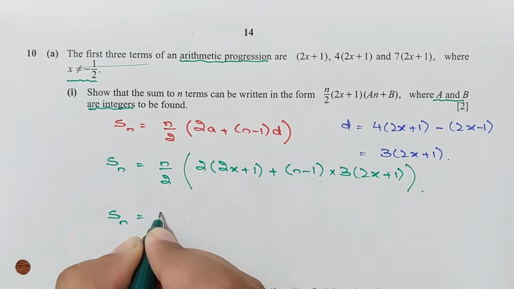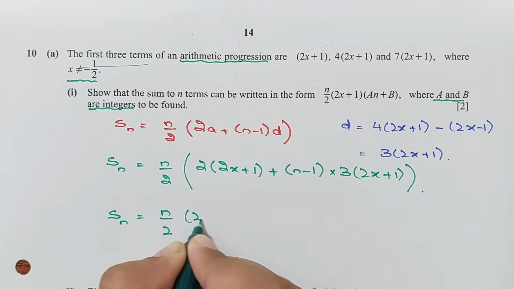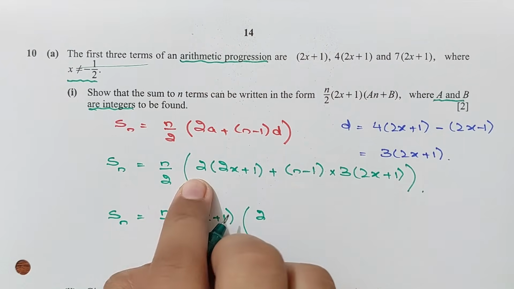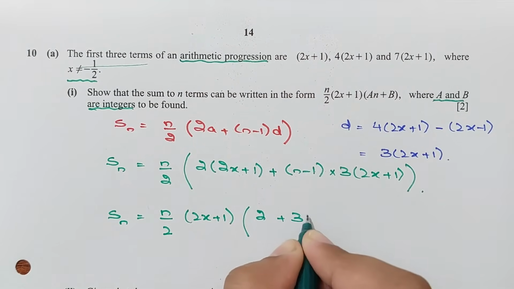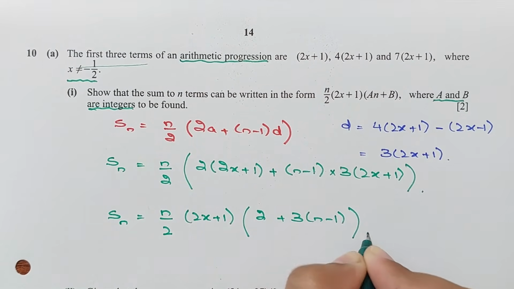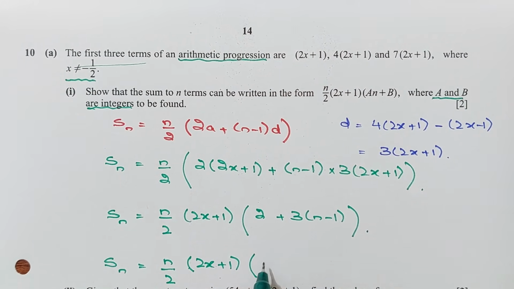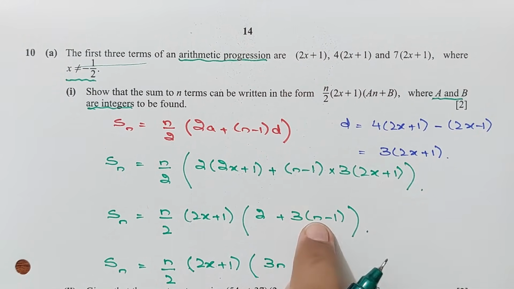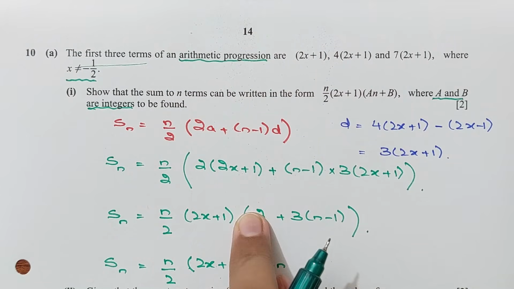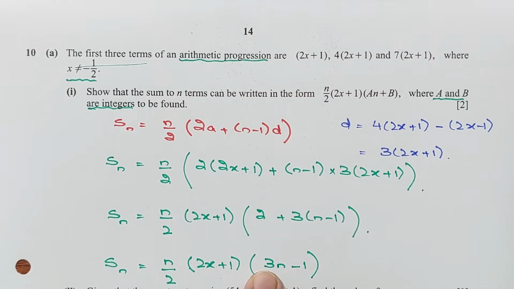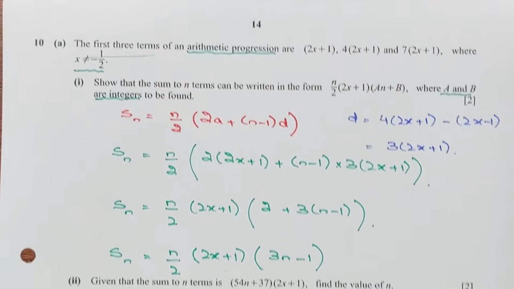So Sn equals n by 2, with 2x plus 1 common. We are left with 2 here, and plus 3 into (n minus 1). So Sn equals n by 2 into (2x plus 1) into (3n minus 3 plus 2), which is 3n minus 1. So this is of the form an plus b, where a is 3 and b is minus 1, and they both are integers.